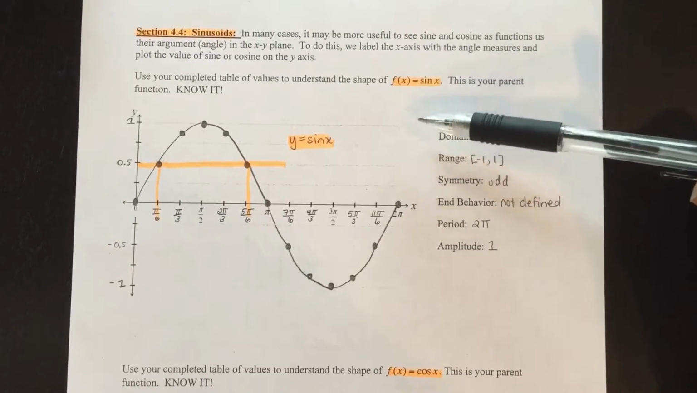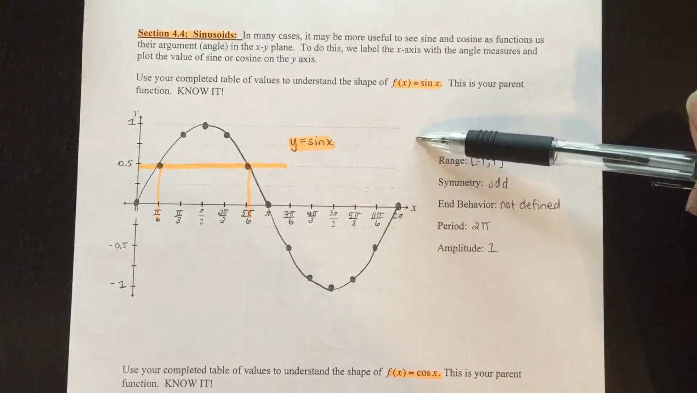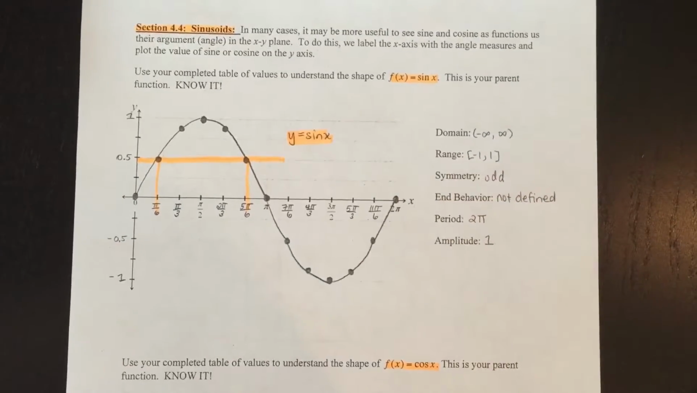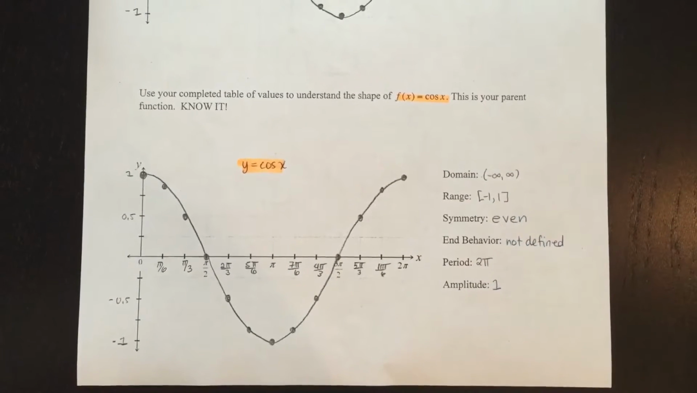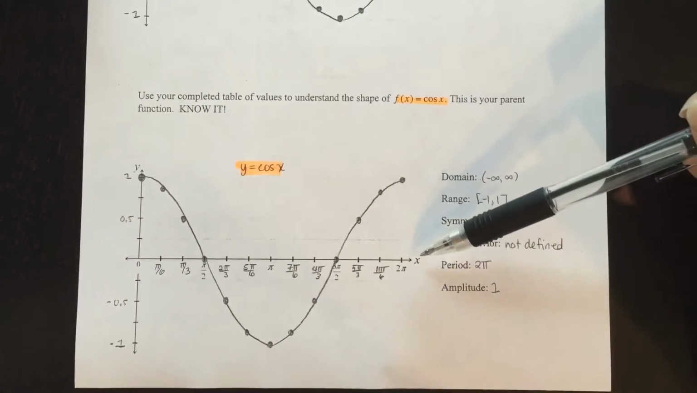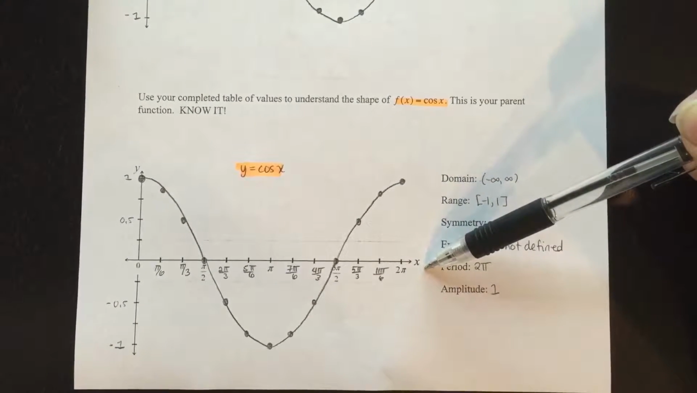This is a parent function. You should know this by heart. You should be able to graph it by hand accurately using the unit circle. The other parent you should know is cosine x. Here's the graph of cosine x. Again, notice I labeled my x-axis to be the angles going around the unit circle.